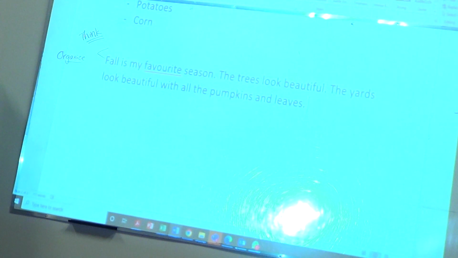We're gonna edit this later. We're not worried, it was first draft. There's stuff in there we don't like, that's okay. But I often go back and read it because that helps me. Fall is my favorite season. The trees look beautiful. The yards look beautiful with all the pumpkins and leaves. So already we're probably like, do we need to say it looks beautiful twice, right? But we're only in the writing. If we stop too much to fix everything as we go, we're never gonna get it done, okay? So this is our first draft.